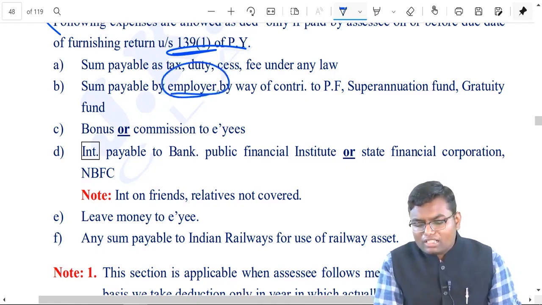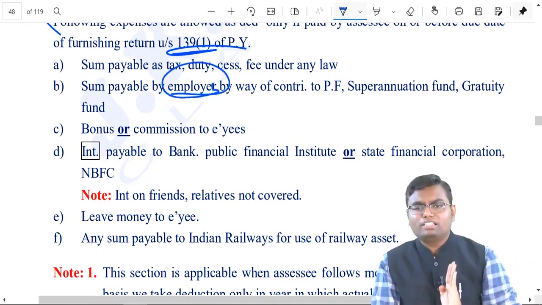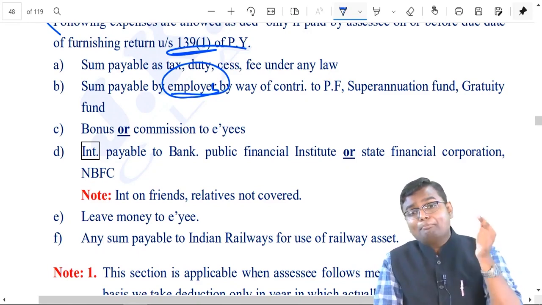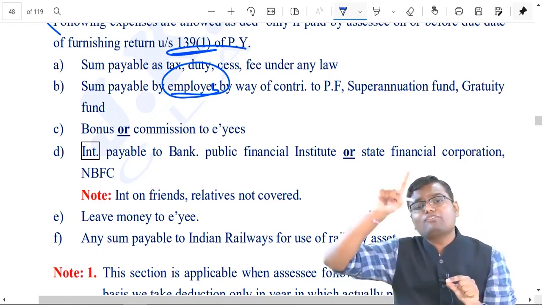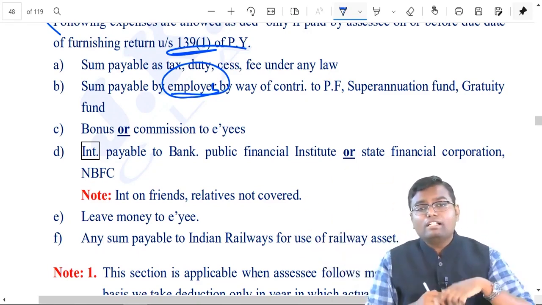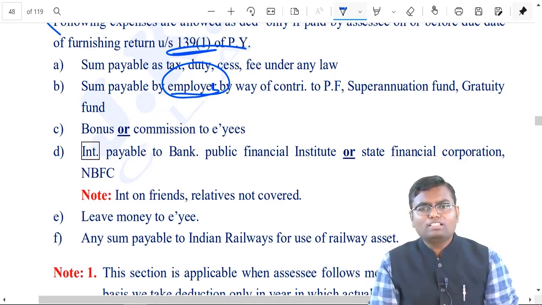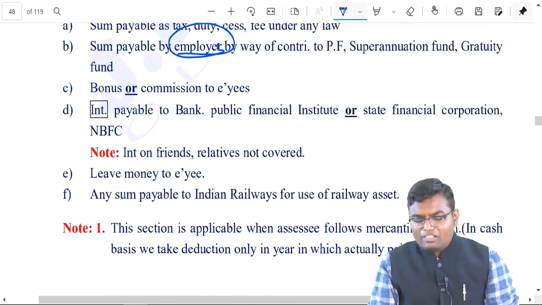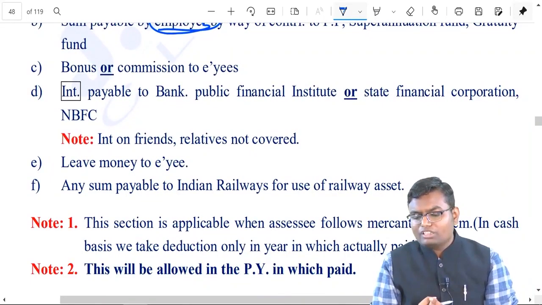Remember, employer contribution up to the due date of 139(1) you have to pay. Employee contribution, due date of that act. Then bonus or commission to employee, pay up to 139(1). Interest payable to bank, public finance institution, state finance corporation, NBFC.